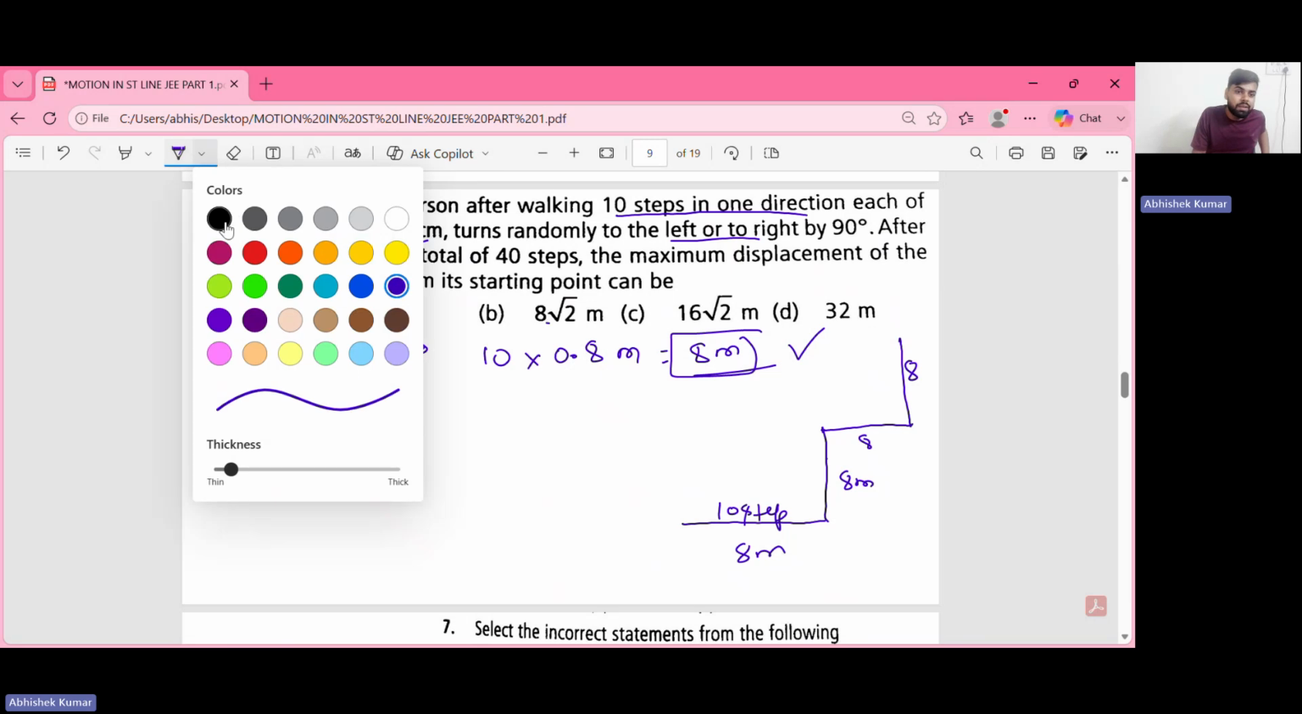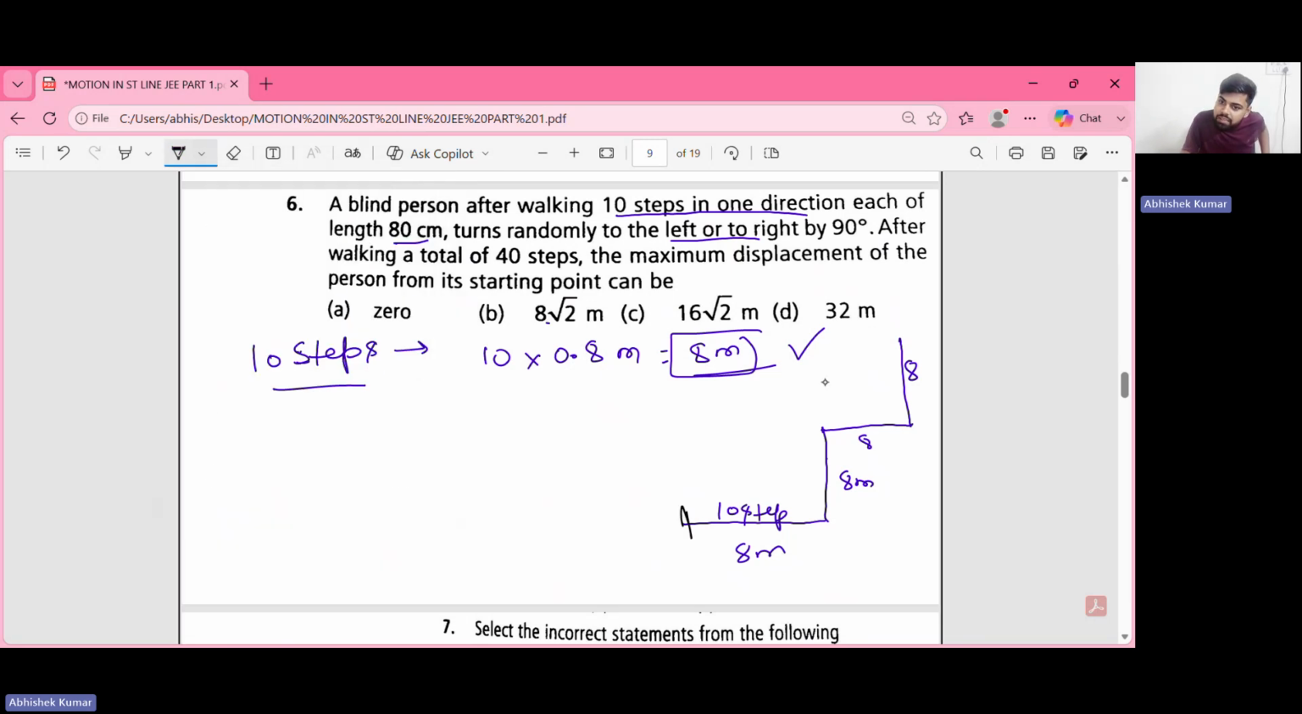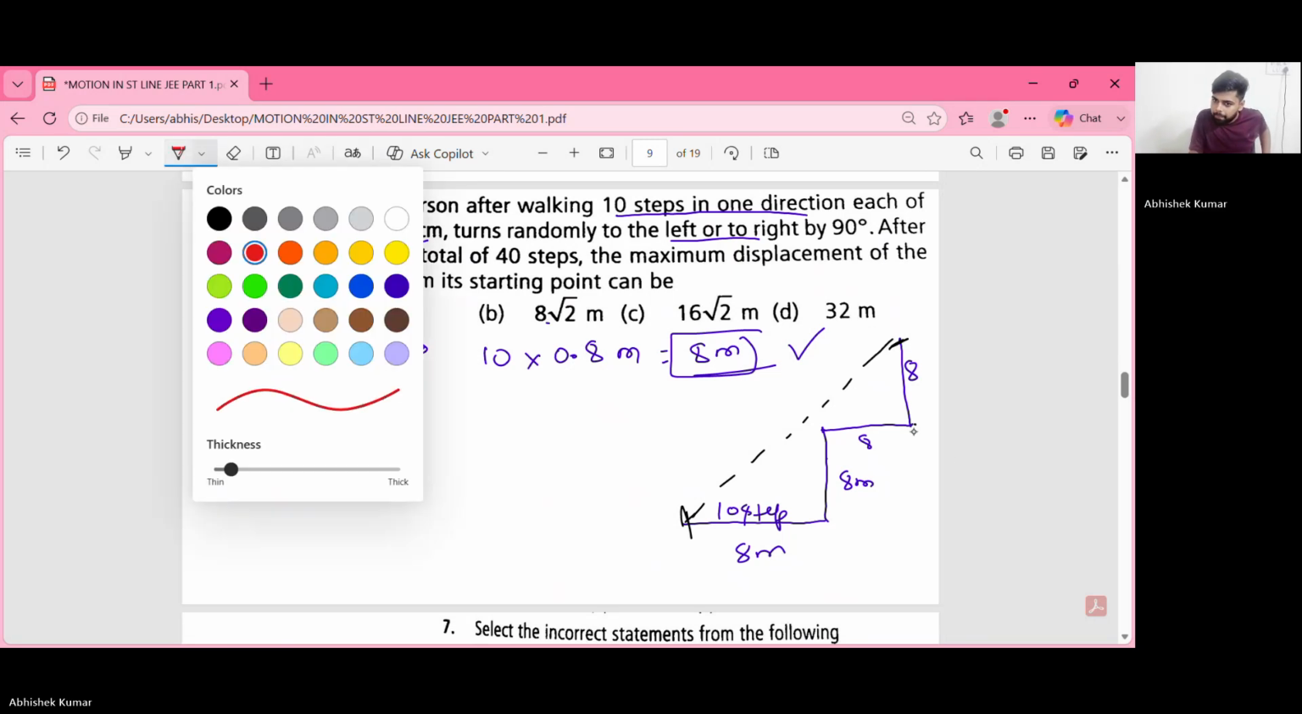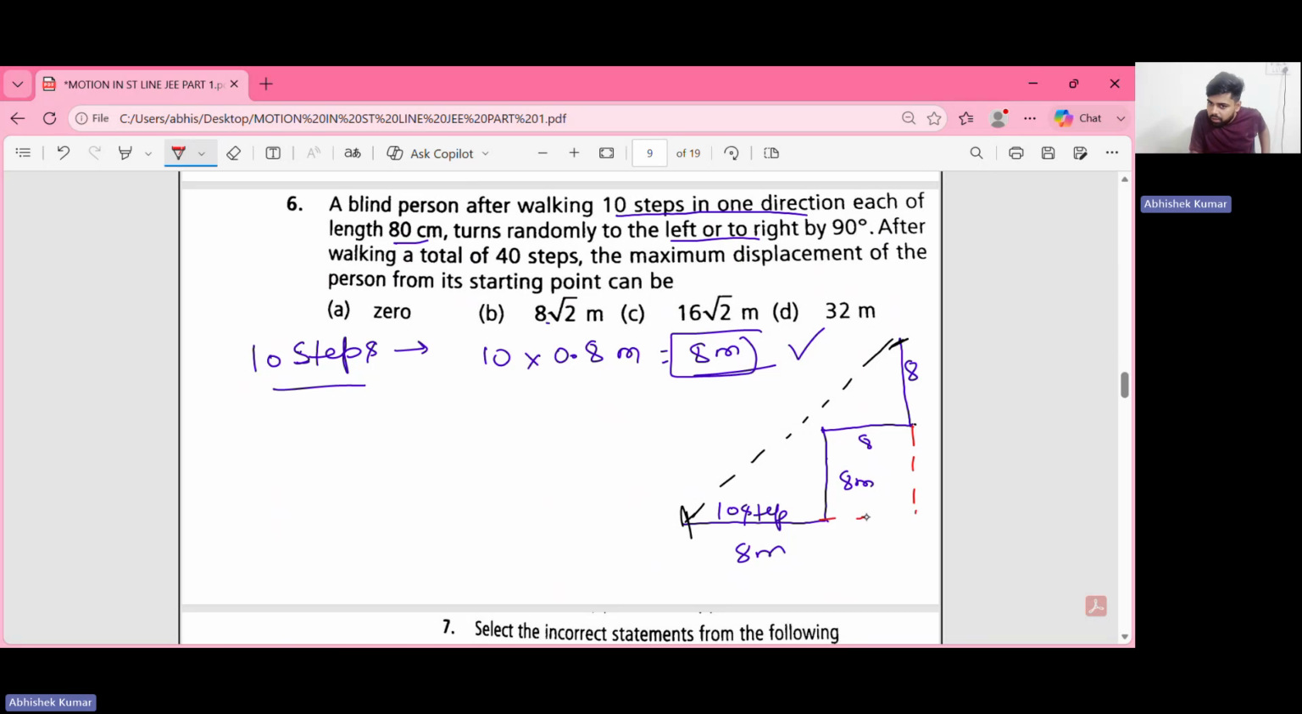So now what is the displacement? This is the question. Initial point is this one, final point is this one. That is the displacement. So when this is the displacement, are you seeing the Pythagoras theorem here? Yes, we are seeing this Pythagoras theorem. So this is also 8, so how much will this part become? 16. This part also becomes 16.